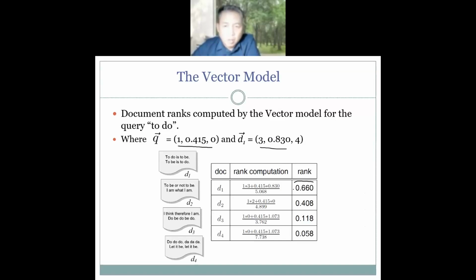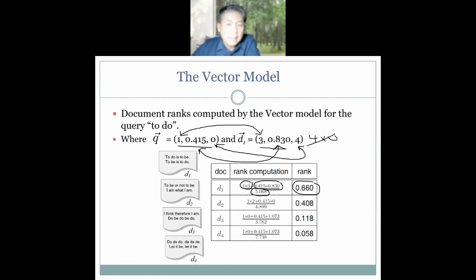Okay, so how do we compute this one? We have to multiply this with this, multiply this with this, and then finally this one with this. So 1 times 3, and then 4.15 times 0.83. This one is 0. 4 times 0, we just cancel it out. Okay, so what is this?